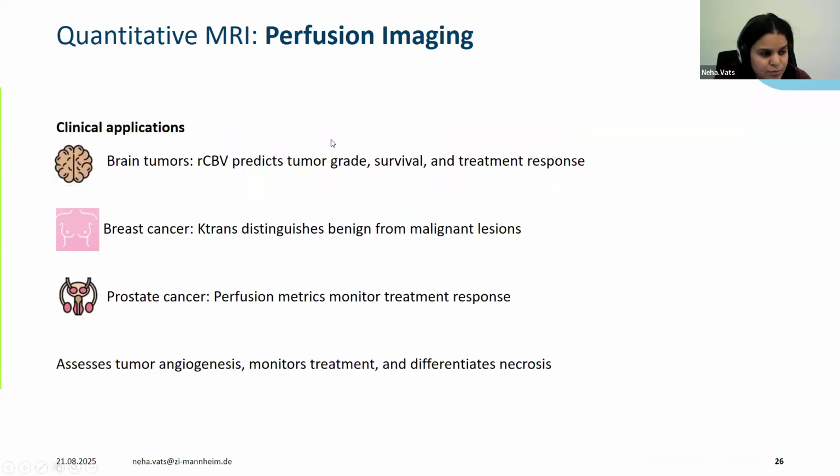So quantitative MRI perfusion has certain clinical applications. In brain tumors, relative CBV predicts tumor grade, survival, and treatment response. In breast cancer, the K-trans parameter distinguishes benign from malignant lesions. In prostate cancer, perfusion metrics monitor the treatment response. It assesses the tumor angiogenesis, it monitors treatment and differentiates necrosis. So quantitative perfusion imaging also has various clinical applications in our body.